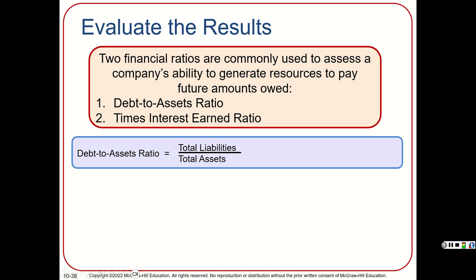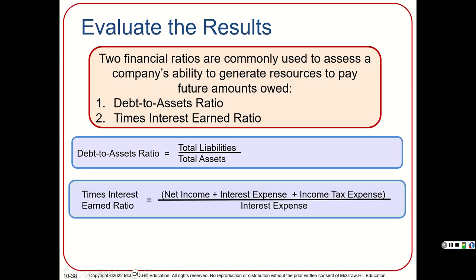So the debt to assets ratio is simply your total liabilities divided by your total assets. Please note, this does not include your shareholders' equity. That's completely separate from your liabilities and assets. So your total liabilities divided by your assets is your debt to asset ratio. You want this to be a low number. Okay, you want your total liabilities to be less than your total assets.